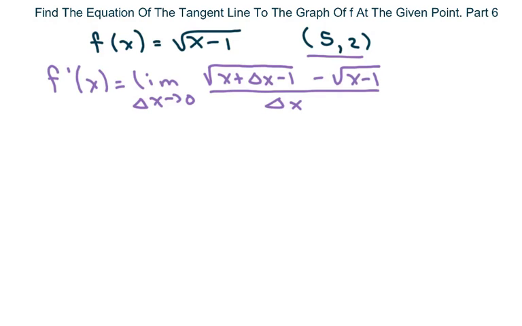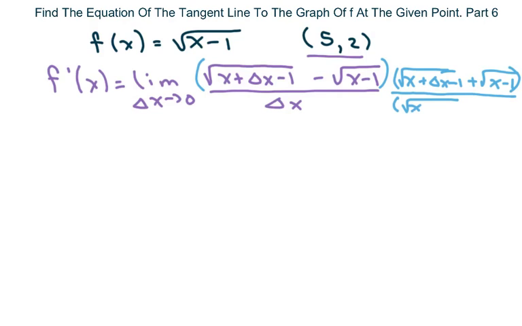Now, I'm going to have to multiply this by the conjugate, like I did in the previous videos. So the conjugate of the numerator is going to be the square root of x plus delta x minus 1, plus the square root of x minus 1. And then you also have to multiply the denominator by the conjugate. By doing this, we're going to get our a squared minus b squared.